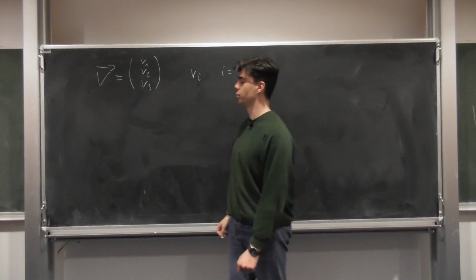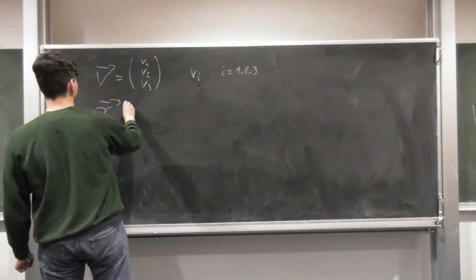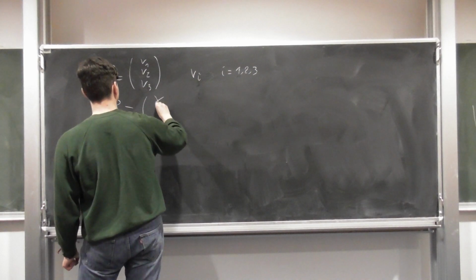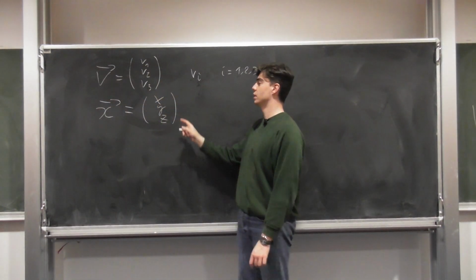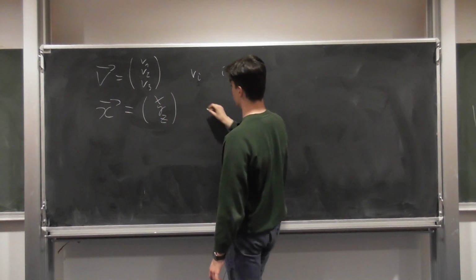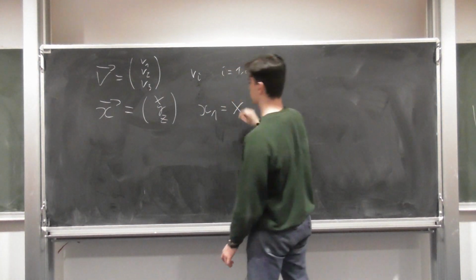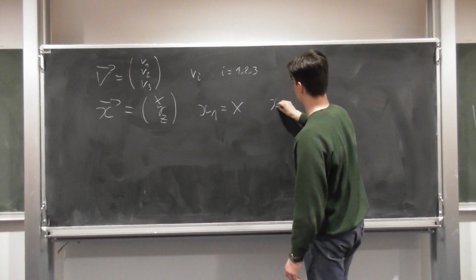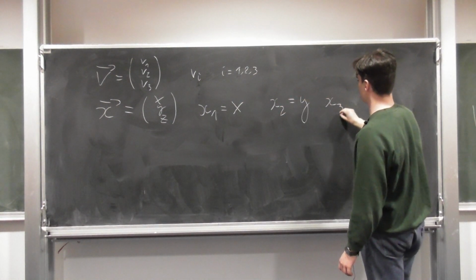Let's look at another example that should be familiar, the displacement vector in Cartesian coordinates. So here, the entries are not labeled with a number, but rather x, y, and z. That's just the convention, right? So here, x sub 1 would be equal to x, x sub 2 would be equal to y, and x sub 3 would be equal to z.